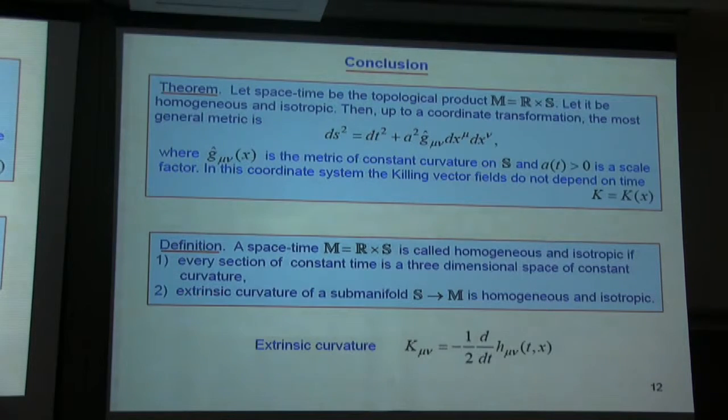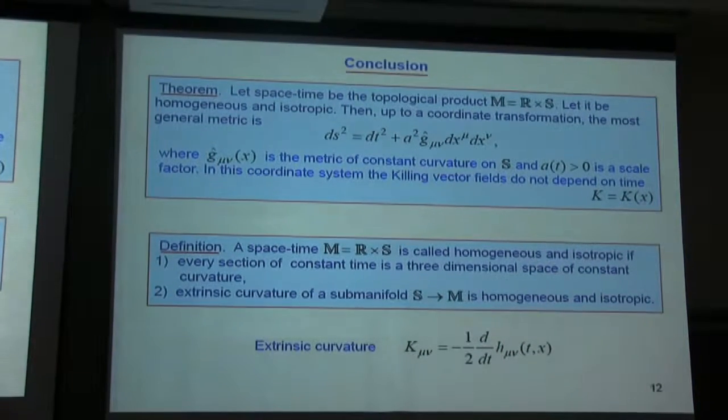This requirement is necessary because I gave a counterexample. It is not sufficient that every section of constant time is a three-dimensional space of constant curvature. The second requirement is necessary. In our notation, the extrinsic curvature for a block diagonal metric is simply the time derivative of the space metric. Okay, thank you.